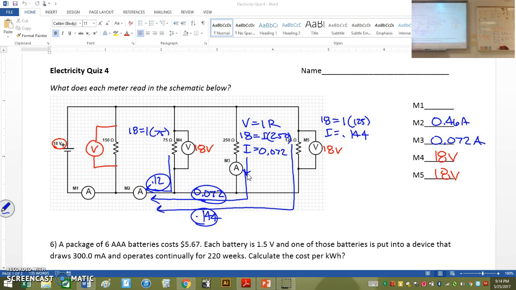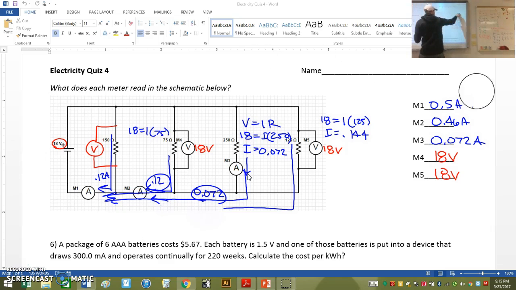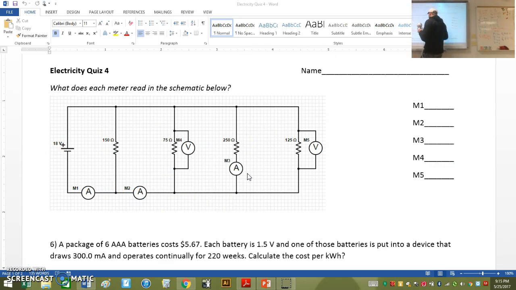Now M number 1, it's 0.46 amps plus however much is going through this branch, and this branch has 0.12 amps. So you take 0.46 plus 0.12 and you get 0.58 amps. So that's how you figure out a parallel circuit. The trick is all of the voltage is the same. So the voltage across each one, I know, is 18 volts. It's simple. If this was a series circuit, the current running through every single one of these things would be the same. So just knowing that the voltage is the same is the key to solving this entire problem.